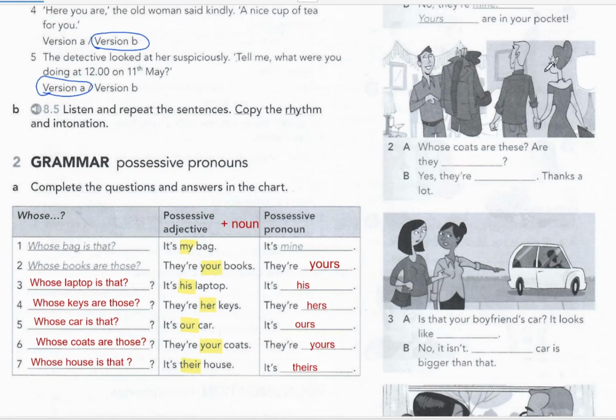Okay, so we're moving to question 2. As you can see, whose coats are these? The guy is asking, whose coats are these? Are they...? Yes, they are. Thanks a lot. He's asking about 2 people. So, are they yours? We're going to use a possessive pronoun here, guys. Are they yours? Because there is no noun coming here. There's no noun, so we can't use a possessive adjective. Are they yours? Yes, they are.